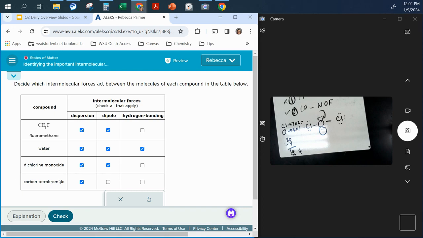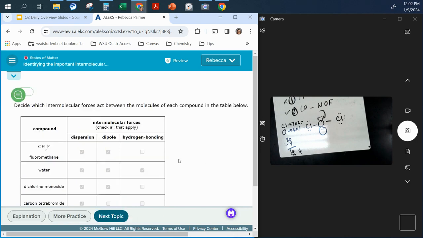Okay, carbon tetrabromide, is that polar or not polar? So it has 4 bromines. Sounds like it's not polar, so it's equal. If it has 4 of the same group around the central atom, then it's not polar, so no dipole-dipole. Okay. So any covalent molecule has dispersion force. Yes. If it's polar, it's got dipole. Yes. And if it's what those two we're going to talk about, it's hydrogen bonding. Yes. Cool. Perfect. Okay. Good.